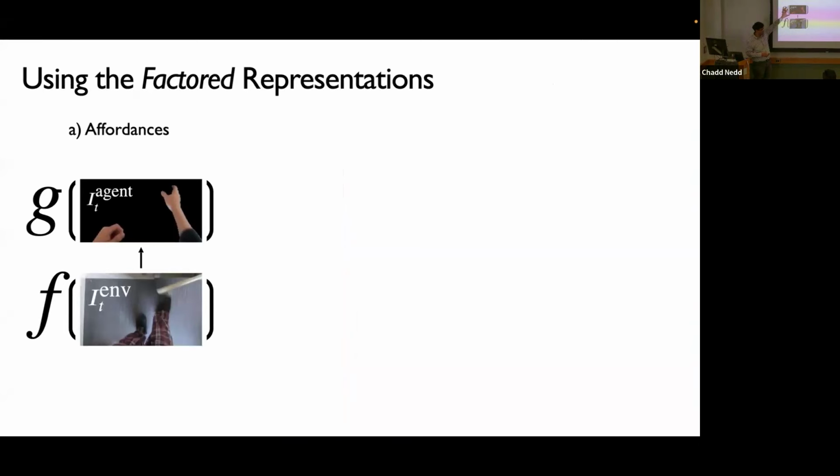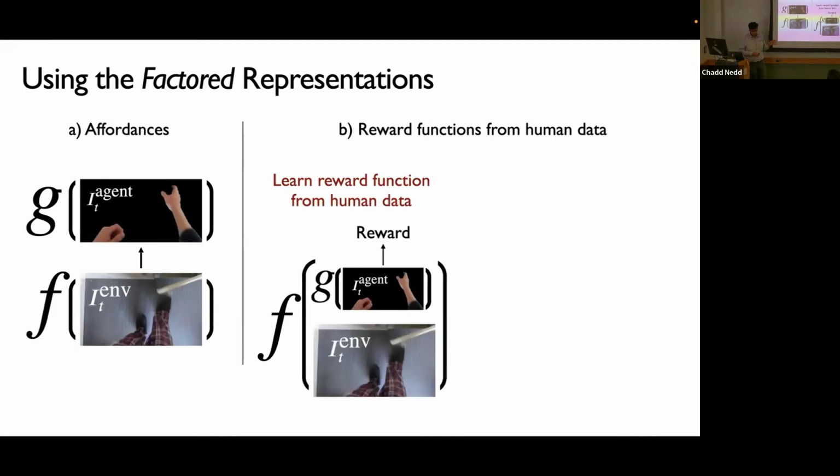You can also use this factored representation to learn reward from human data. You can take videos and try to predict the task progress. The way I do this is I have a function which looks at the image and the agent. Now the two have been separated, so I have more flexibility in the kind of functions I use. I can have a function g, so I can try to learn a reward function using the video data.